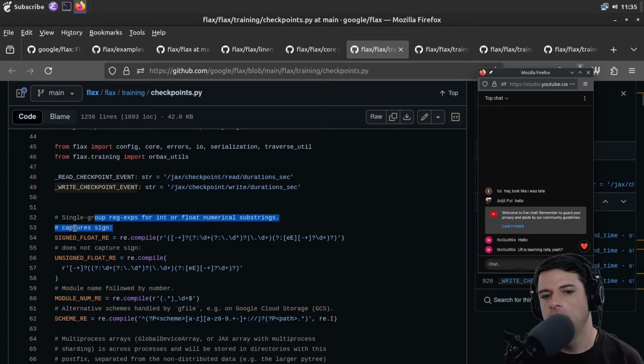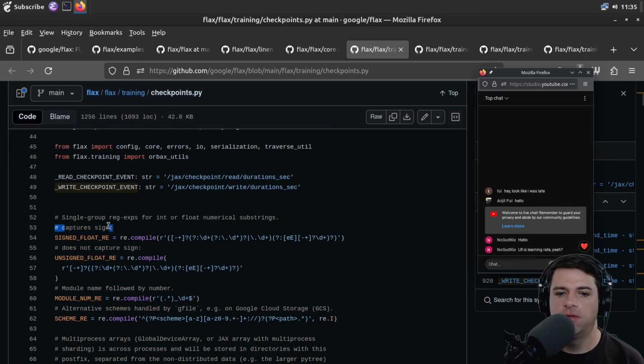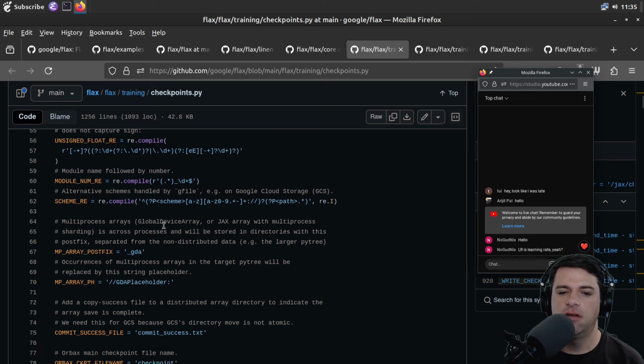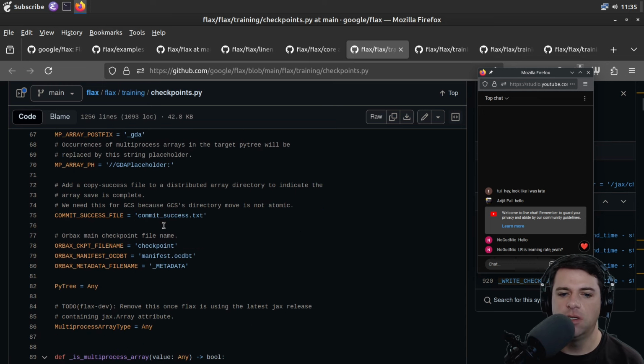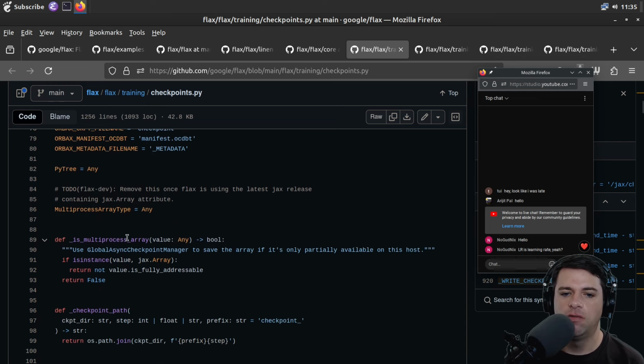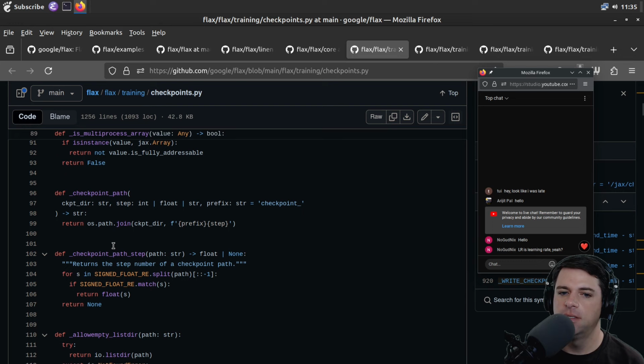Regexes. Single group regexes for int or float numerical substrings. Captures sign. That's kind of crazy. Why are we doing this? We have some multiprocessing array. Are we just going to serialize?